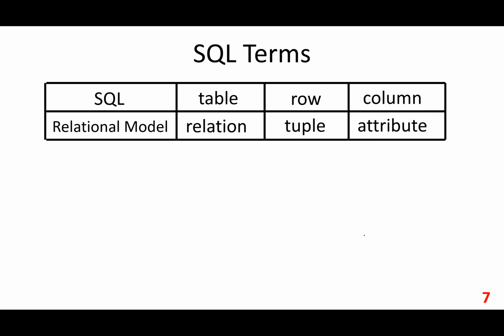Row, tuple; column, attribute. The second line is what researchers call them, and the first line is what users call them. A tuple is an ordered list of elements. Order is important.